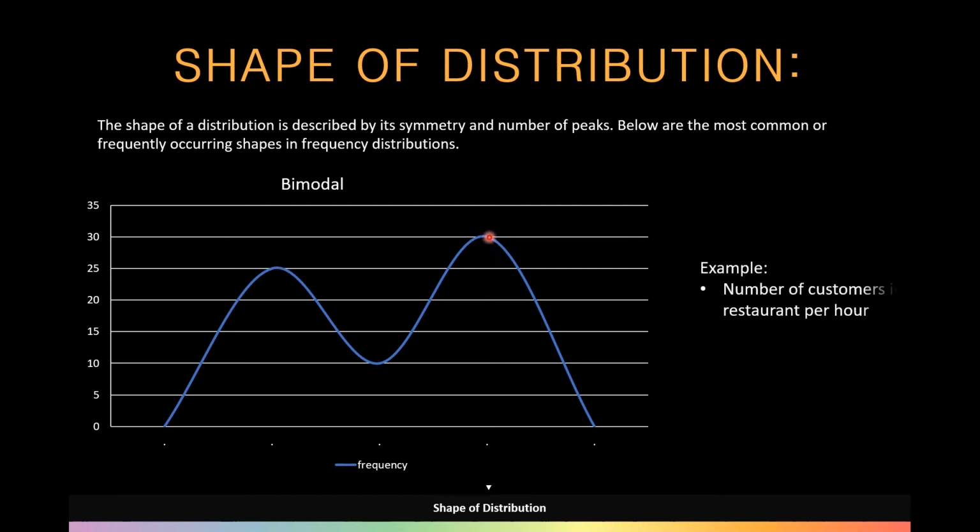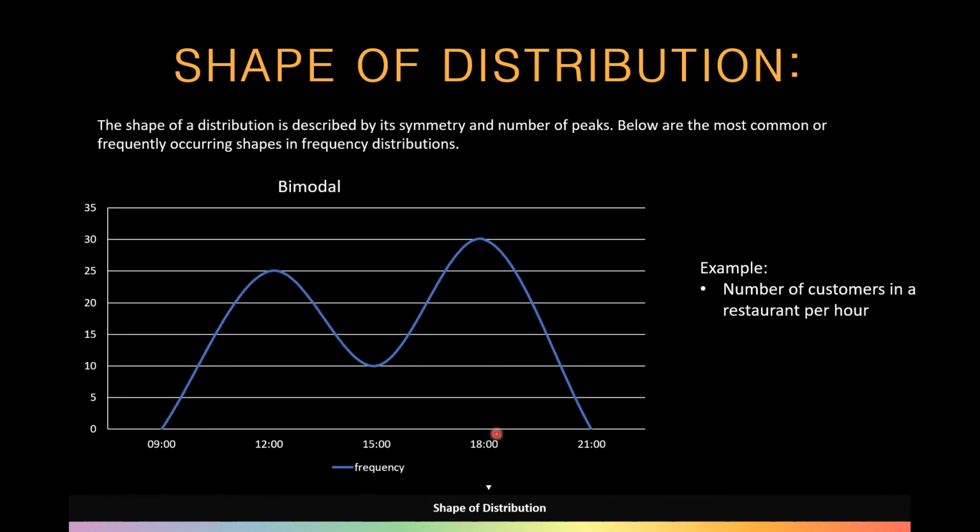As an example, let us assume that we're interested in the number of customers in a restaurant at given hours. So on our x-axis, we have times 9 a.m. to 9 p.m. So essentially, we're observing this restaurant for a 12-hour period. And then on our y-axis, we have our frequency. So this graph is telling us how many people are in the restaurant at the given point in time on our x-axis.